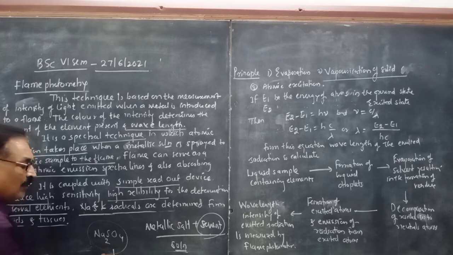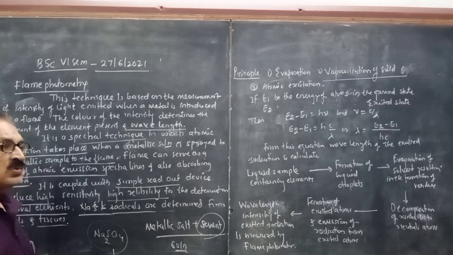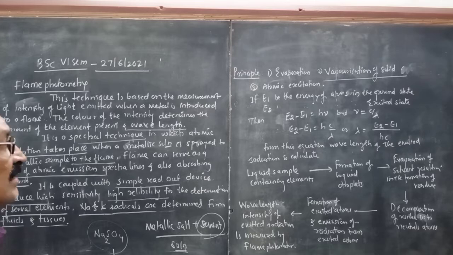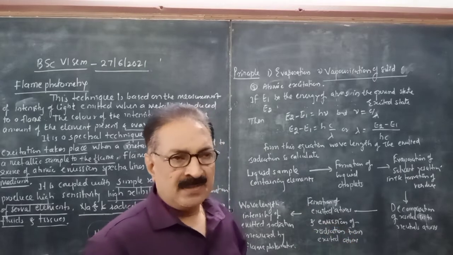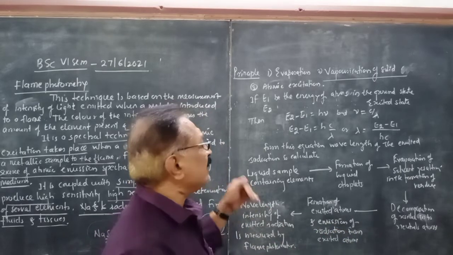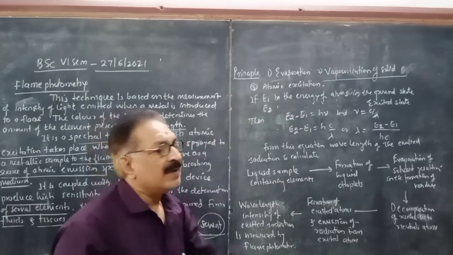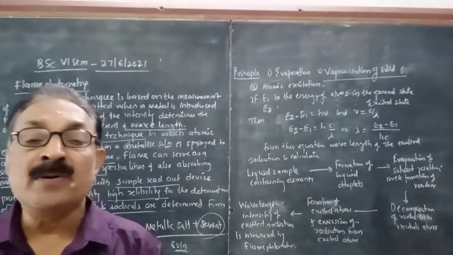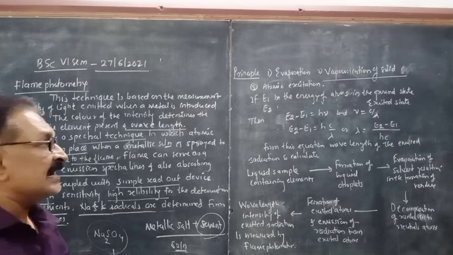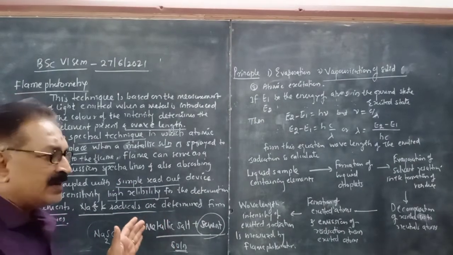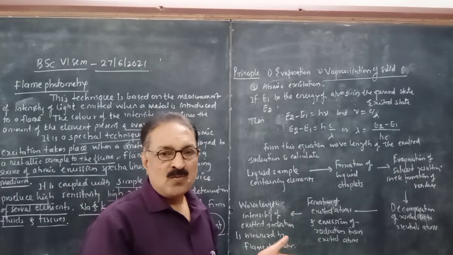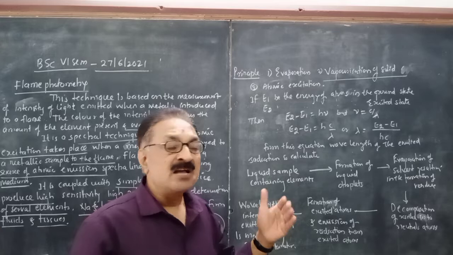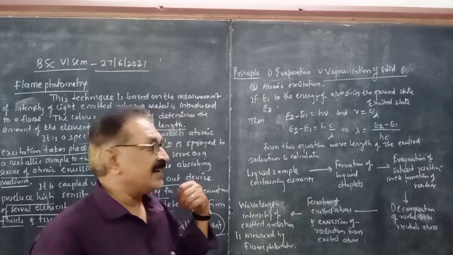Sulfur goes out in the form of sulfur dioxide, and the atoms of sodium are left. If they are continuously in the presence of the flame, the third step, atomic excitation, takes place. Atomic excitation means the atoms previously present in the ground state come in contact with the flame, and the excitation takes place, meaning they move towards the higher energy state.